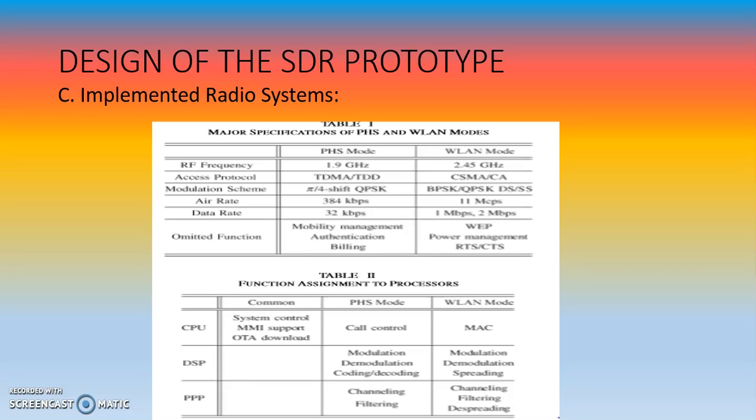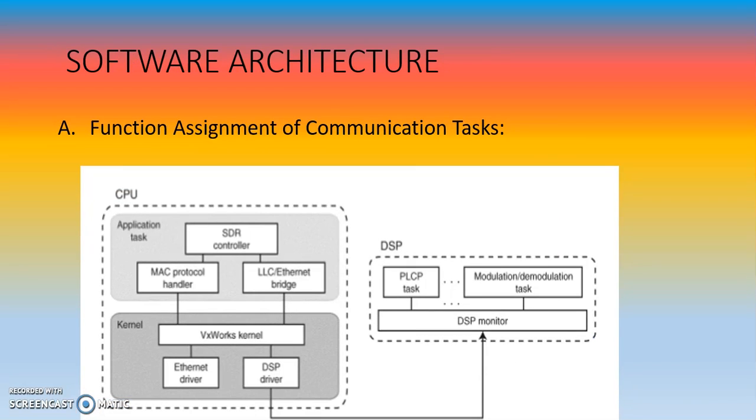In the second table, we are going to discuss the CPU, DSP and PPP in the various PHS and wireless modes. Coming to the CPU, in PHS mode it controls calls, and in wireless mode it handles MAC. About the DSP, in PHS mode it does modulation, demodulation, and coding or decoding. In wireless mode it does spreading. The PPP does channel filtering in PHS mode, and channel filtering and despreading in wireless mode. Coming next, my friend Prashant is going to discuss the software architecture.